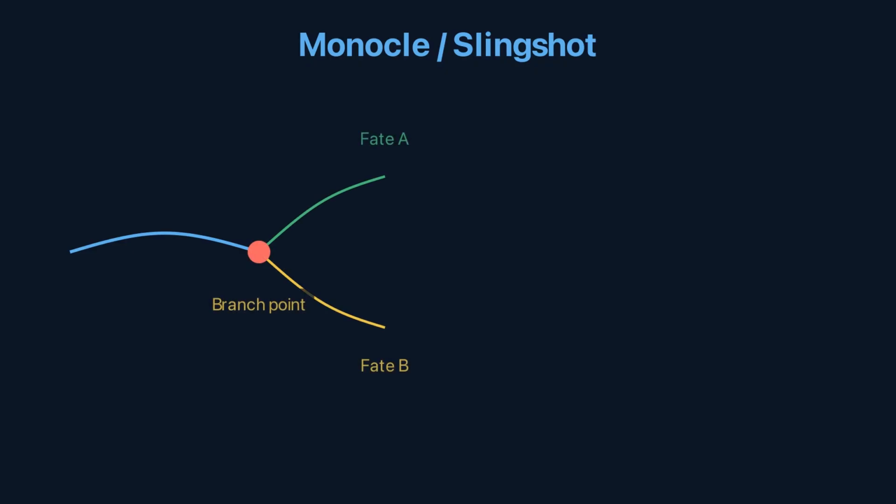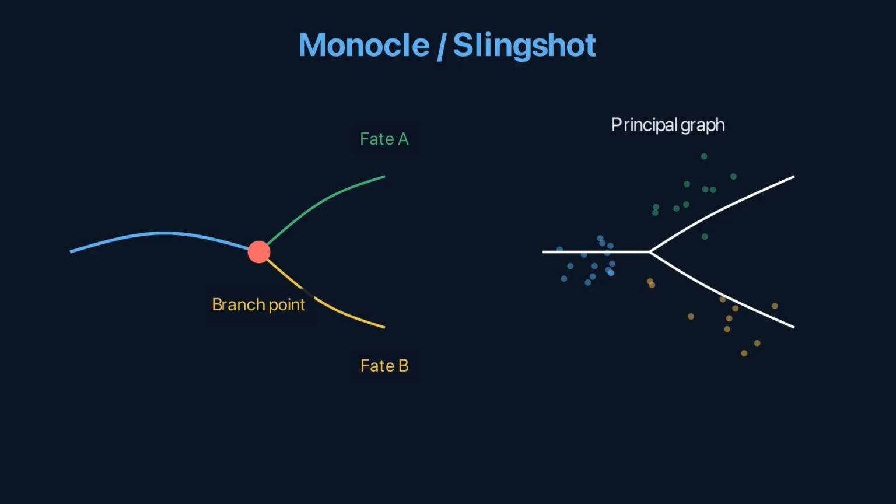Monocle and Slingshot fit a principal graph, a tree or smooth curve, through the cells in PCA or UMAP space. The graph defines a trajectory structure, a single lineage, a bifurcation, or a complex tree with multiple branches. Each cell is projected onto the nearest point on the graph, and the distance along the graph from the root gives the pseudotime value. Branch points in the graph correspond to cell fate decisions, where the river forks.